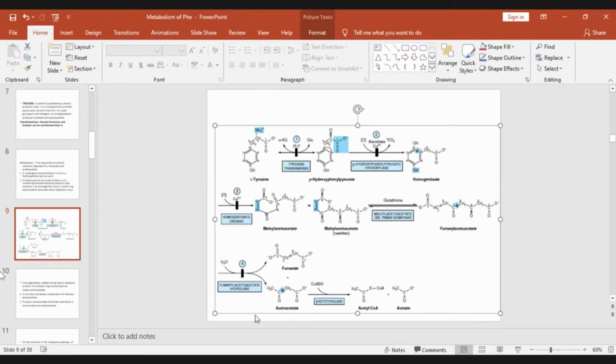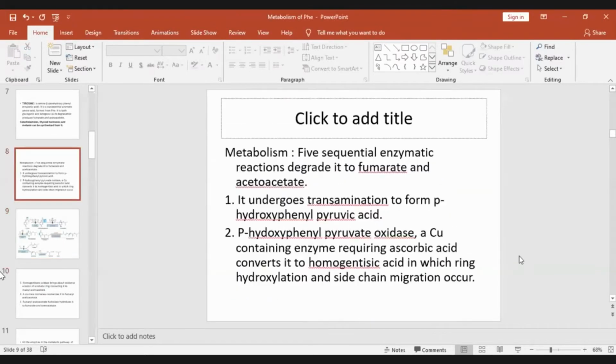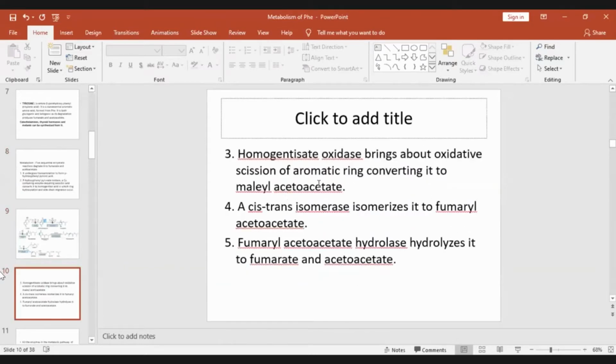So fumarylacetoacetate is acted upon by fumarylacetoacetate hydrolase, which hydrolyzes it to fumarate and acetoacetate. The deficiency of this enzyme causes tyrosinemia type 1. So transamination by transaminase, then para-hydroxyphenylpyruvate oxidase converts it to homogentisic acid. Homogentisate oxidase converts it to maleylacetoacetate, bringing about oxidative scission, and isomerase converts it to fumarylacetoacetate, and fumarylacetoacetate hydrolase hydrolyzes it to fumarate and acetoacetate.